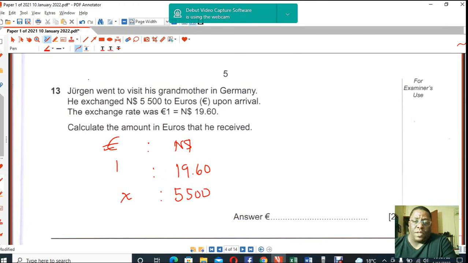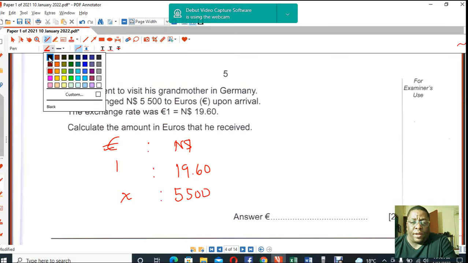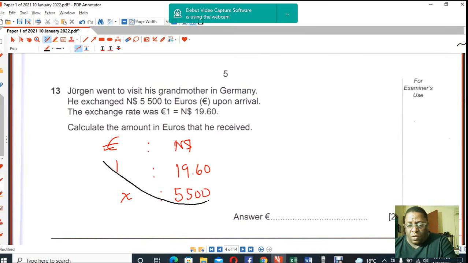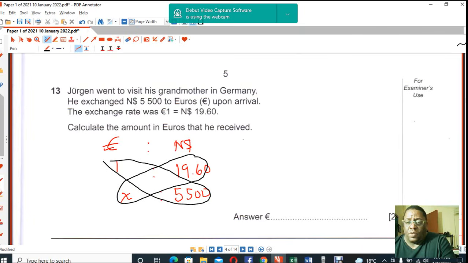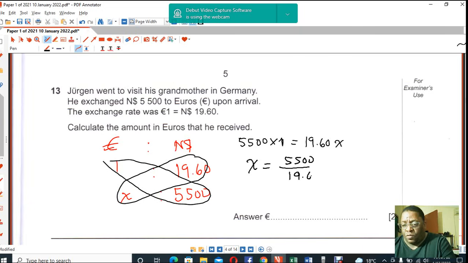Well, you can do cross multiplication if you wish to. The nice thing about that is that a lot of you can do it, but you should realize that if you have the same currency, you divide. So in any case, it's going to be 5,500. That's what you have, and that is multiplied by 1 equals 19.6x. So in order for you to find the unknown, you simply take that 5,500 and divide it by 19.6.